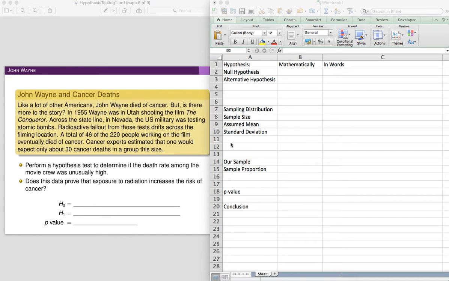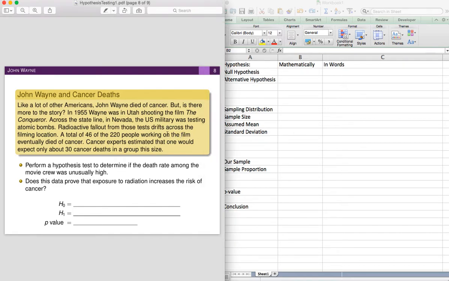This will be a hypothesis test for proportions, and here's our situation. Like a lot of Americans, John Wayne died of cancer, but is there more to the story? In 1955, Wayne was in Utah shooting the film The Conqueror.